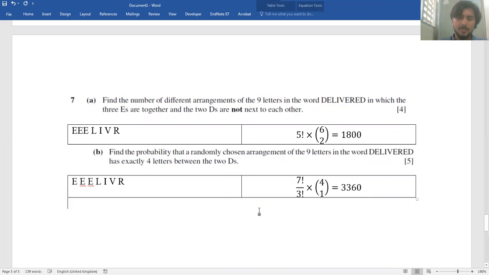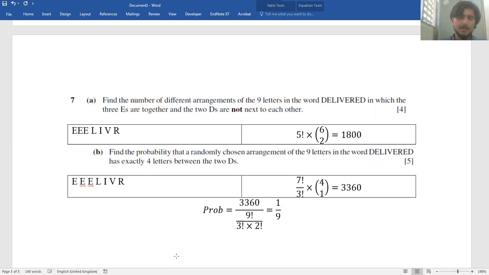But the question is asking for probability. So the probability can be calculated as the number of favorable outcomes, which is 3360, divided by the total number of outcomes, which is 9 factorial divided by 3 factorial into 2 factorial. And we get our probability, which will end up being 1/9. I hope this is clear. Moving on to the last part.